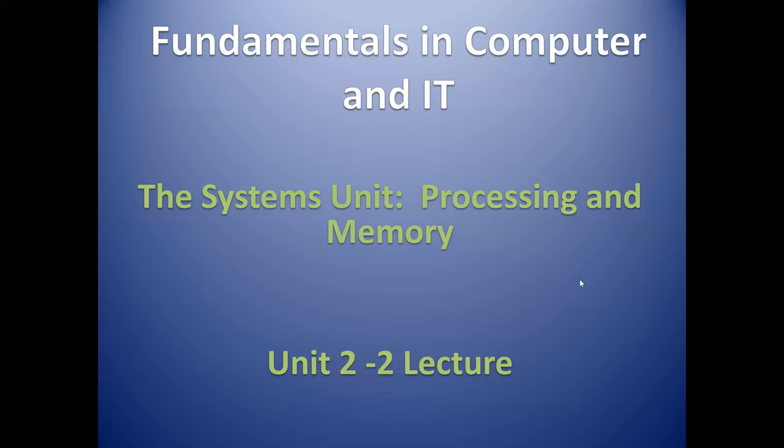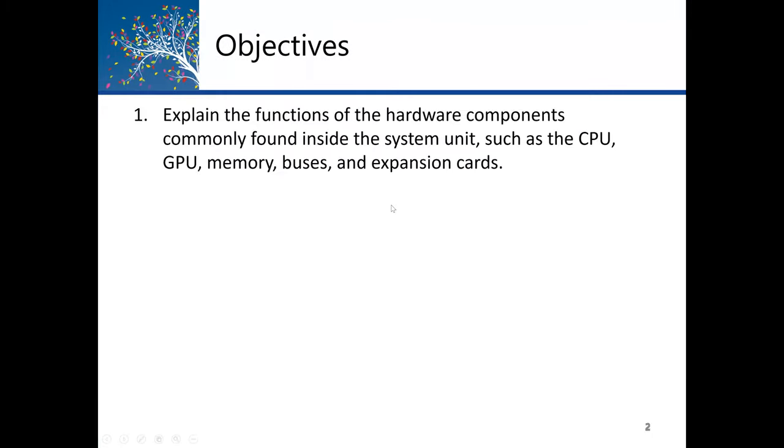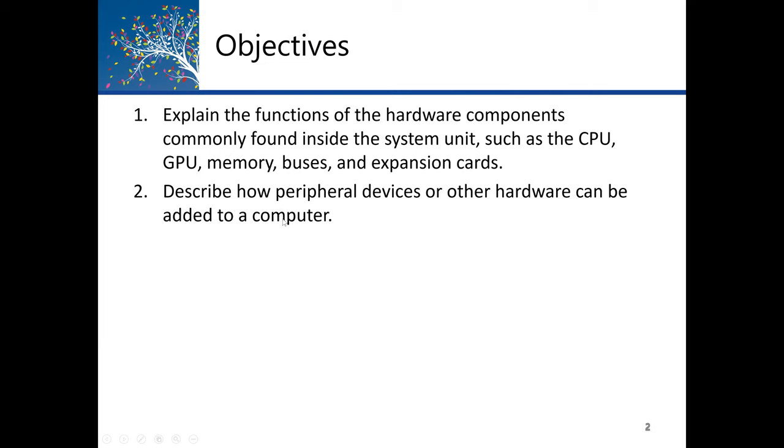In this lecture, we're going to cover the system units, that is the processing and memory. This is Unit 2-2 lectures. So our main objective is to explain the functions of the hardware components commonly found inside the system units, such as CPU, GPU, memory, buses, and expansion cards. Also, we're going to describe how peripheral devices or other hardware can be added to a computer, either through expansion cards and ports.